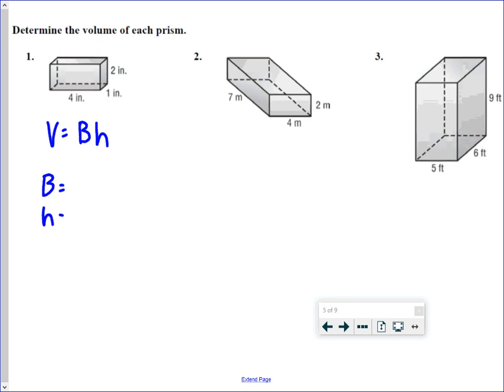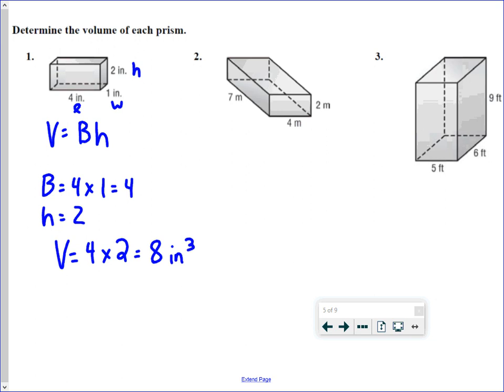I'm going to go ahead and solve for the area of the base. And then my height is 2. So we got length times width. Here's my height. So area of the base would be 4 times 1, which is equal to 4. Then we're going to plug that into our formula. So 4 times 2, which is equal to 8 inches cubed. So 8 inches cubed should be your answer. And you can check that by just doing length times width times height, which would be 4 times 1 times 2, which is 8.